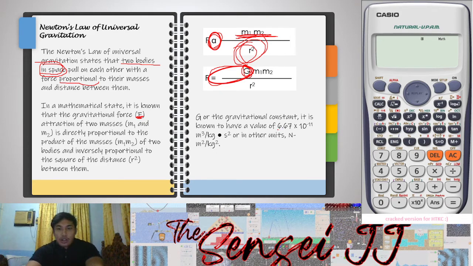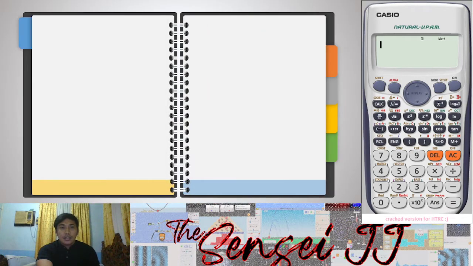This gravitational constant has a value of 6.67 times 10 raised to negative 11. Remember that, negative 11, with units of cubic meter per kilogram second squared. Or in other terms, we will be having Newton square meter per kilogram squared. Newton square meter per kilogram. Okay, so I hope you got this one, guys.